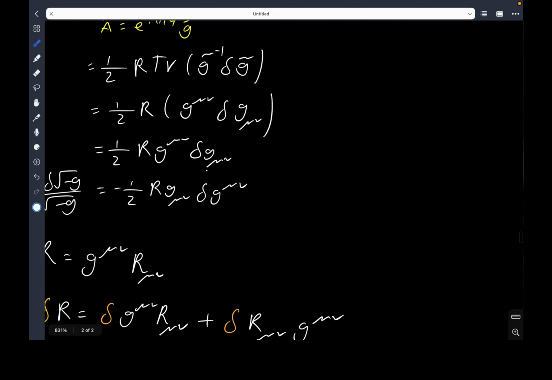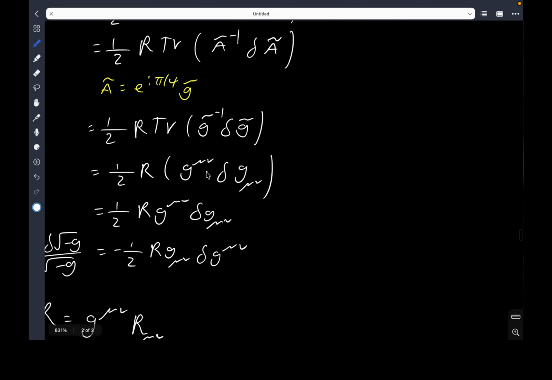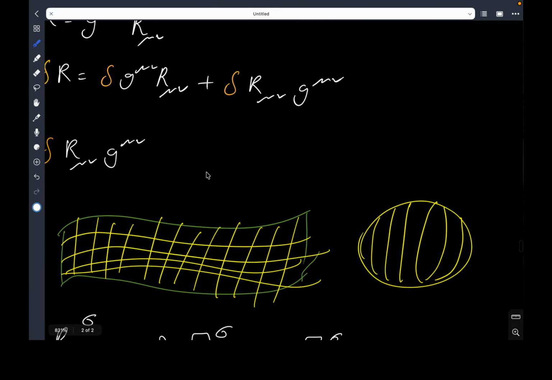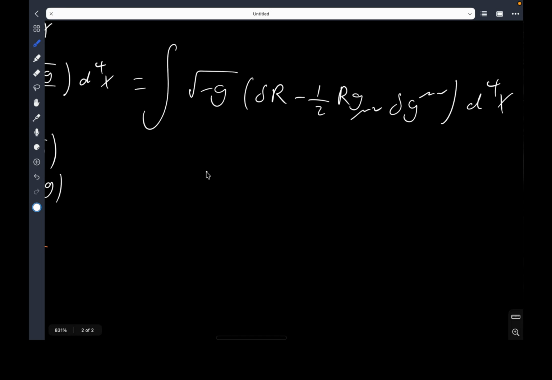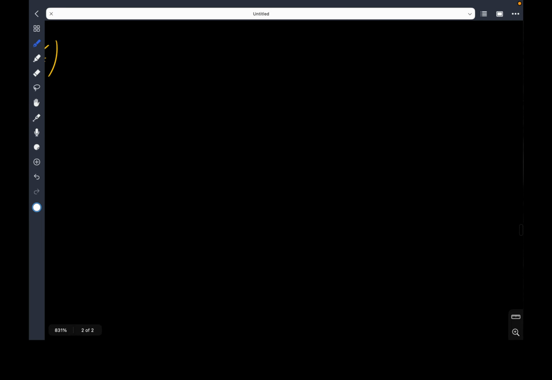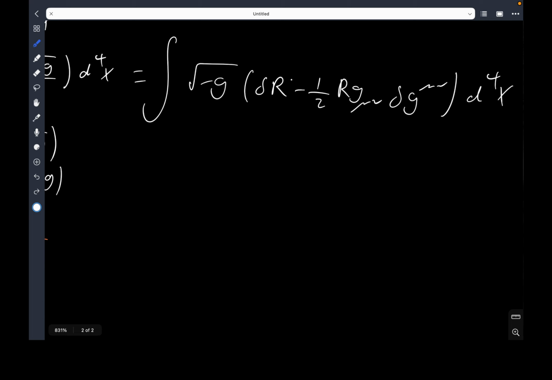Now let's get back to our example, to our action here, which is this one. So let's write delta R here.